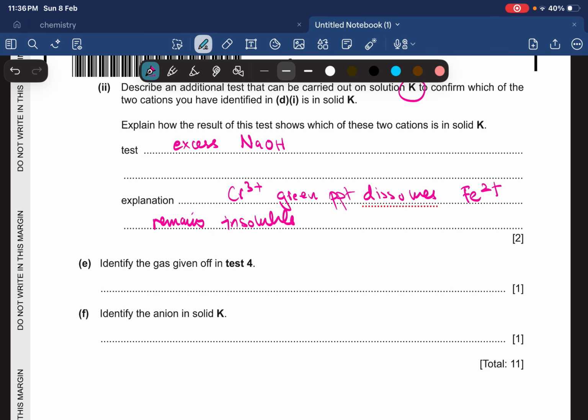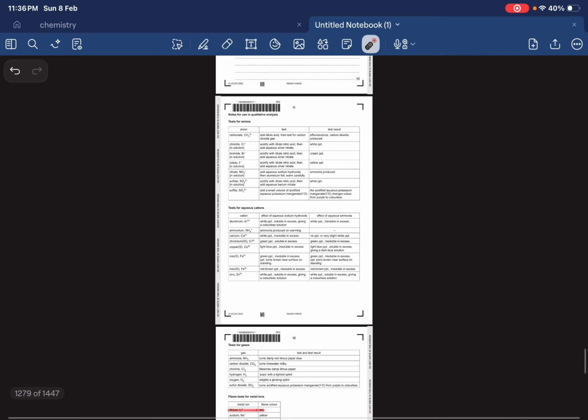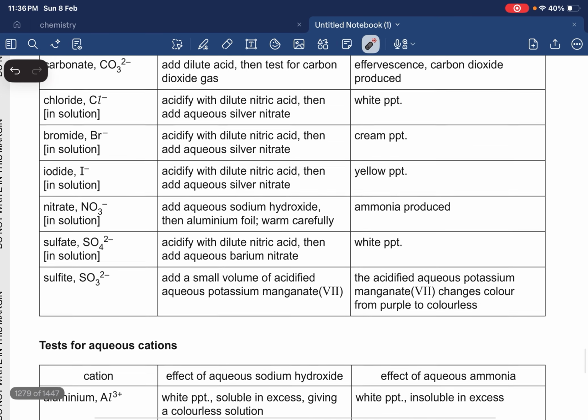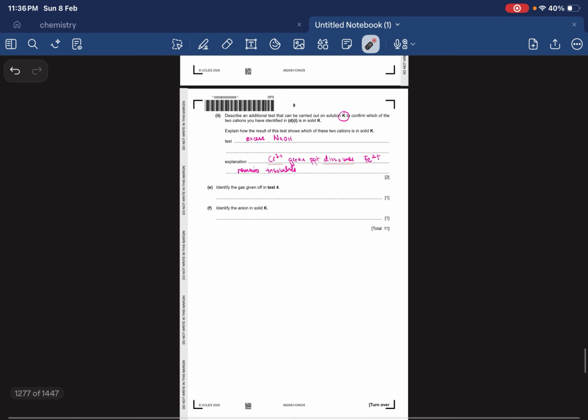And one other thing you can do, always remember in the sheet it's written that if you have Fe2+ and you leave it to stand, it turns brown near the surface. So this can also be an additional test if you want.